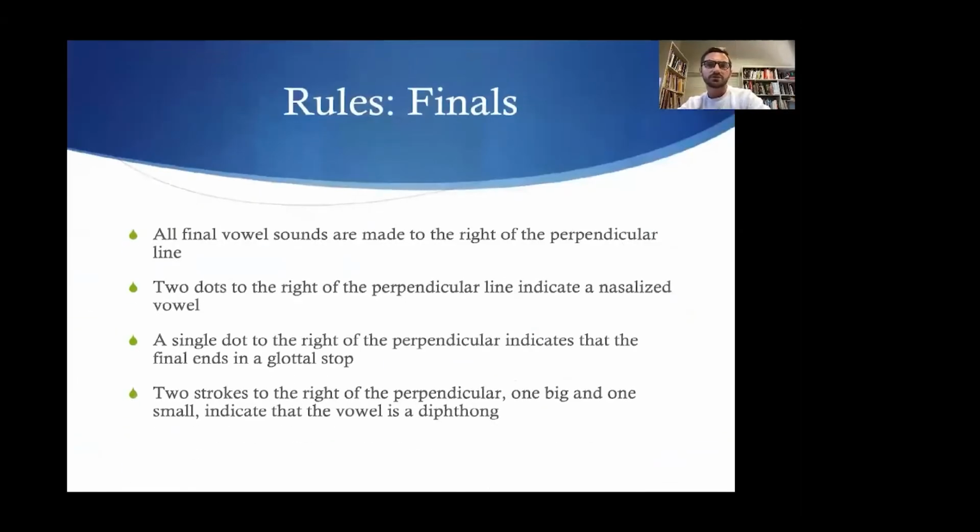Moving on. So, rules for the finals. All final vowel sounds are made to the right of the perpendicular line. They're not really dots, they're more like little slashes. So 2 of them to the right of the perpendicular indicates a nasalized vowel. A single one on the right indicates that the final ends in a glottal stop, and 2 strokes to the right of the perpendicular, a big one and a small one, indicate that the vowel is a diphthong.